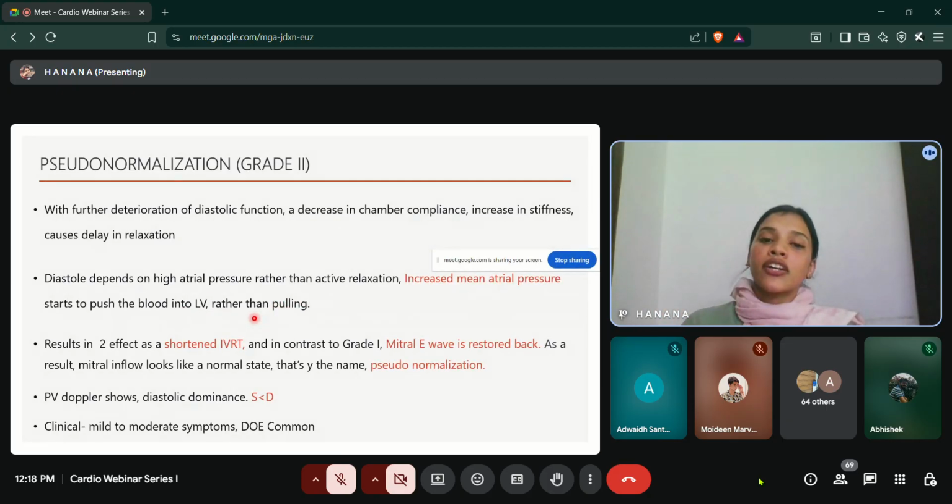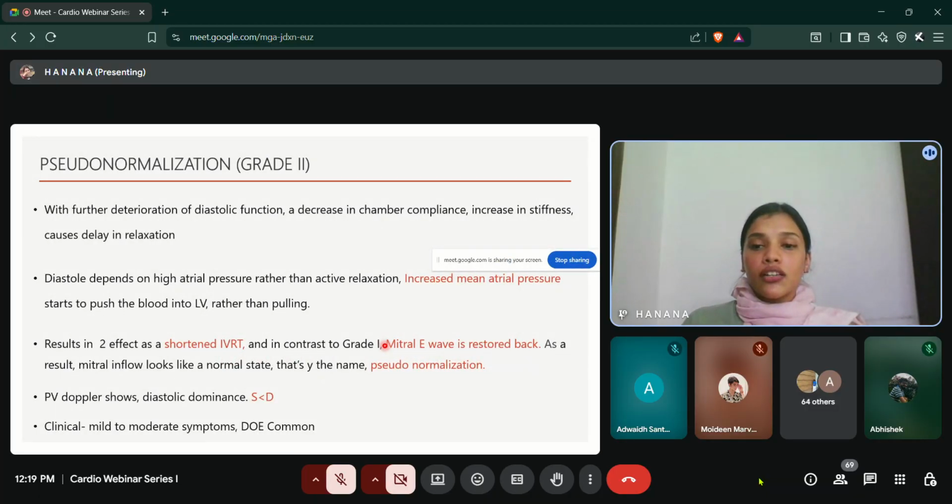Earlier in the normal functioning case, the atria tried to pull the blood, it takes the blood actually normal, like a passive filling. Here he has to actively push the blood into the left ventricle. So as a result, as the atrial pressure is elevated as in the case of a decompensation, there is shortened IVRT. The LV is not relaxing very well, but still atria tried to make things work, and he tried to push before that. So the IVRT is shortened, but E wave is restored back.